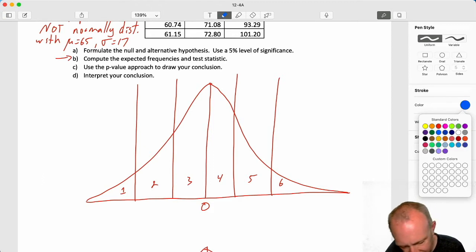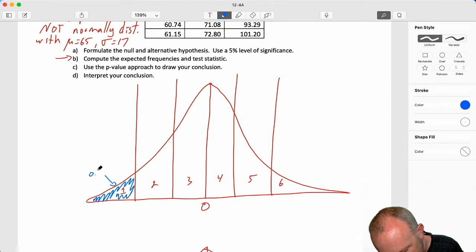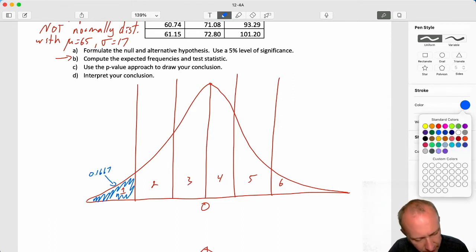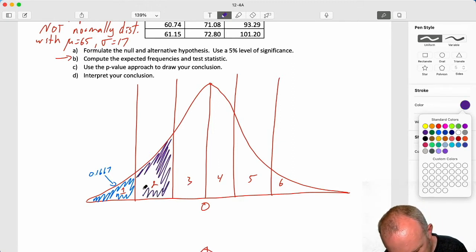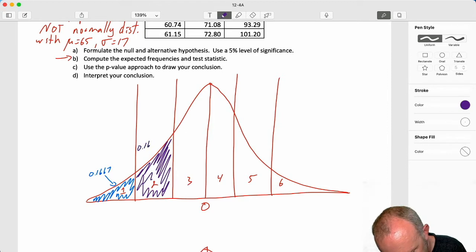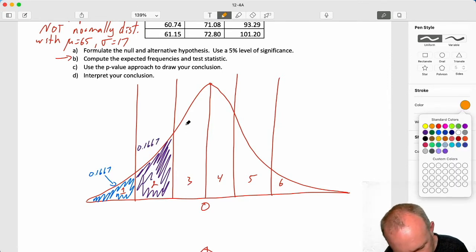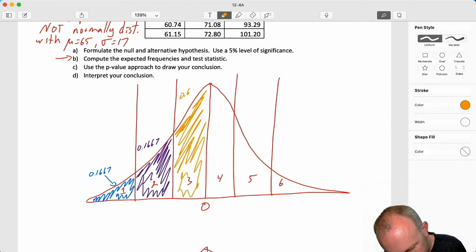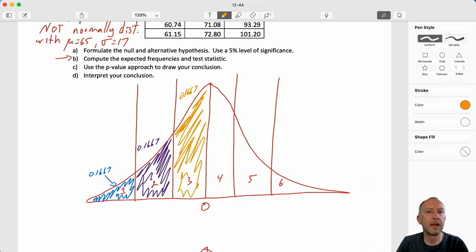So when I look at this one here, this is an area of 0.1667. This is also an area of 0.1667. And you guessed it, this area here, 0.1667. And of course, those add together to give me 0.5, because I know the lower half of that distribution is equal to 0.5, and it's symmetric. So the upper half is equal to 0.5 as well.